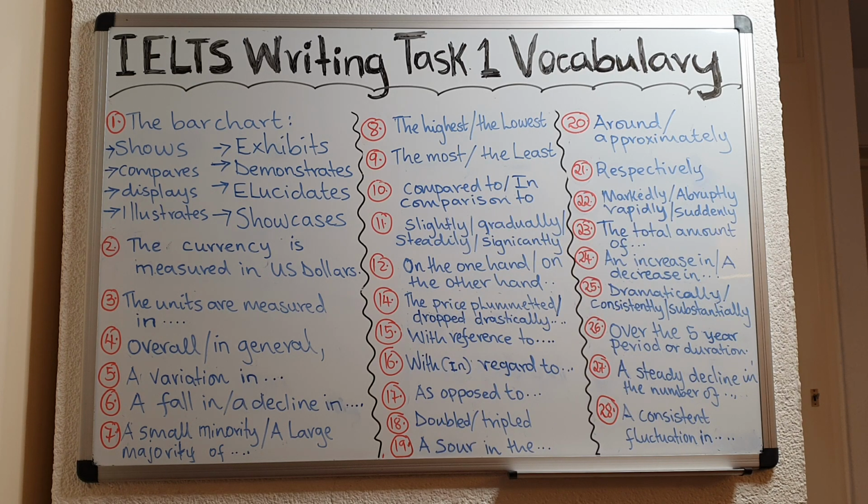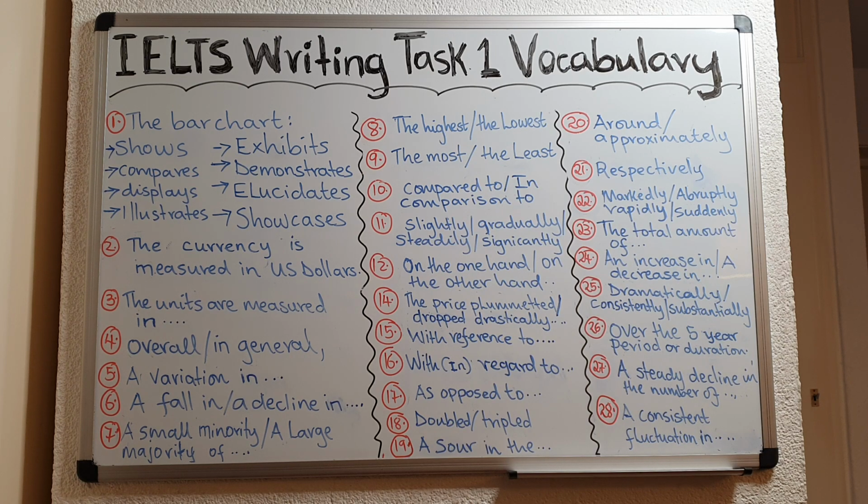Now, number 3, the units are measured in. Now, instead of using the currency, if the bar chart or the pie chart or whatever chart you have been provided with is not talking about money, then you can't use currency. So you can't say the currency is measured in, because the data has nothing to do with money or currency. So instead, when you don't have that, you can use the units. The units are measured in.